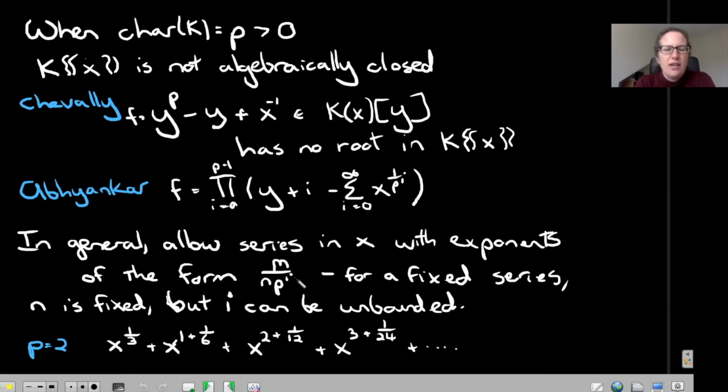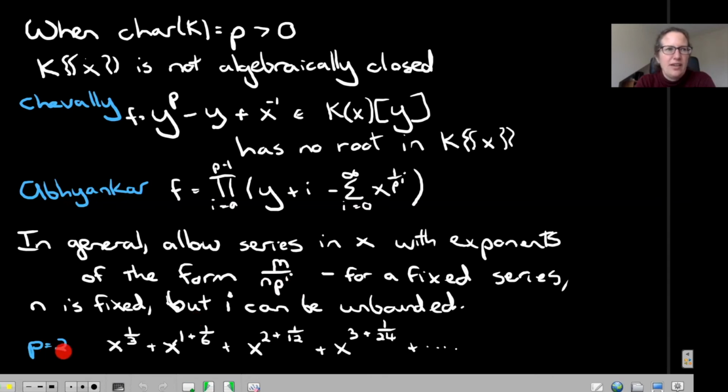And now that things are no longer as discrete, you also introduce a well-ordering condition. So you want your set of exponents to be well-ordered and only have exponents of the form n times p to the i, where n is fixed for a given series. That's like the Poisson thing. But the p to the i can be unbounded.